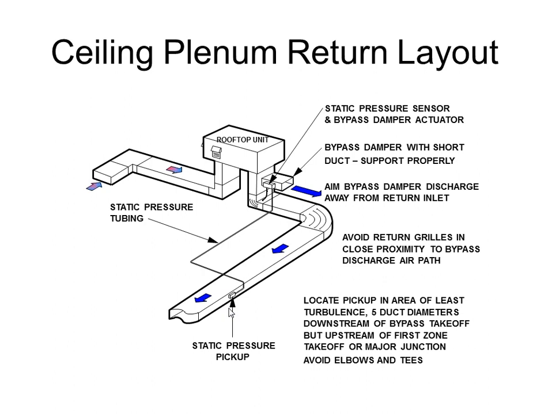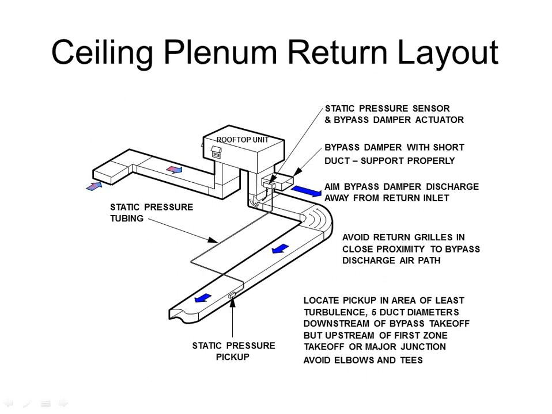So for the plenum return application, you always want the bypass damper facing away from the return inlet. This is because if you're shooting air out away from the return, it gives it more time to mix with the plenum air and then eventually get back into the return inlet, so you have better mix between it.